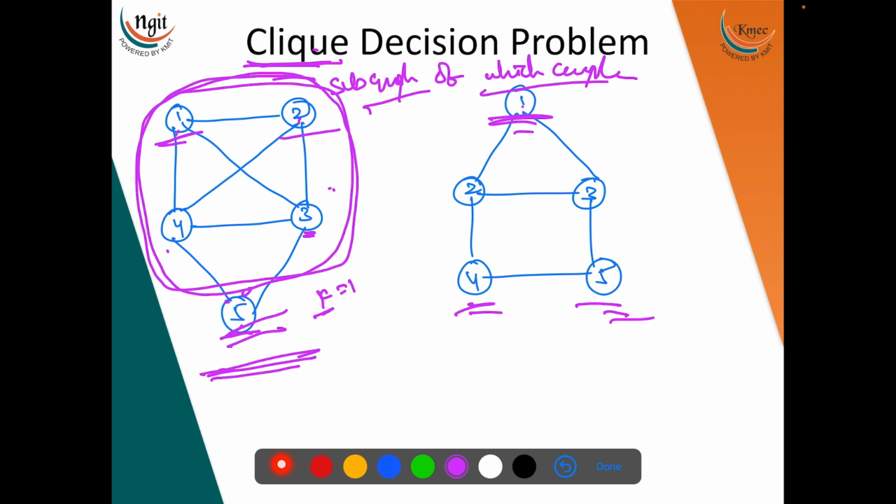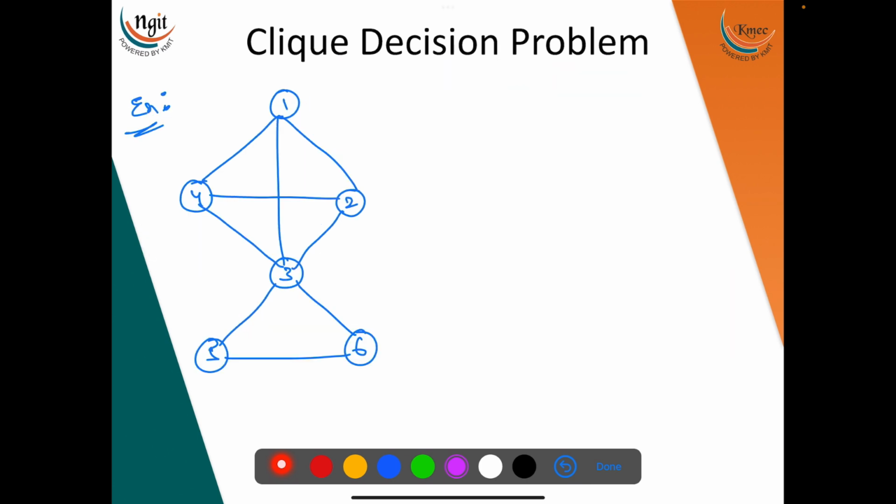And look at this. Is it a complete graph? No. But at least the subgraph is a complete graph. Yes, this is a subgraph and it is a complete graph, so I can say it is a clique. You can take another example also to find what cliques are available. Now I'm taking an example from a previous question paper. Find out whether any cliques are available in this graph.